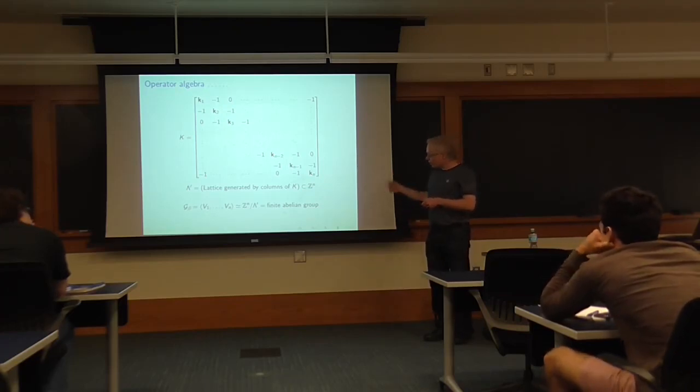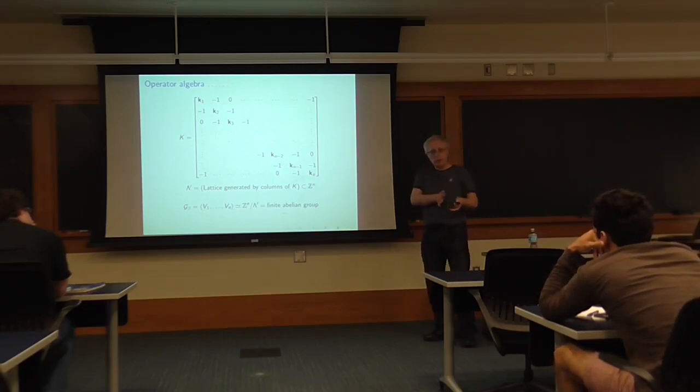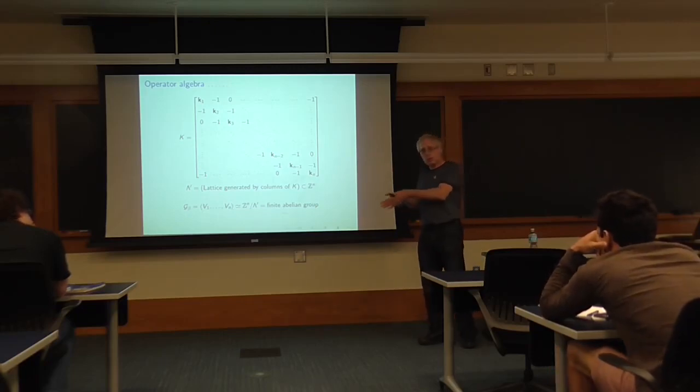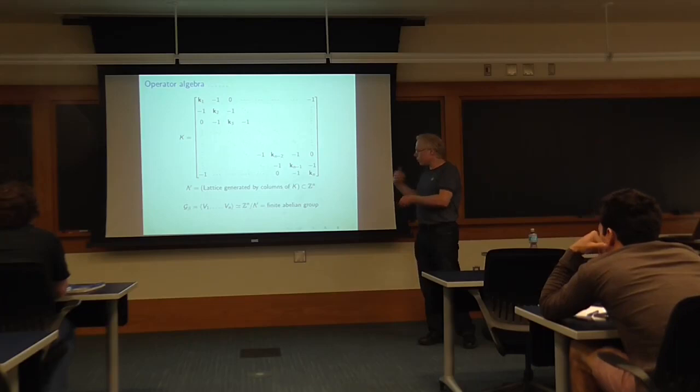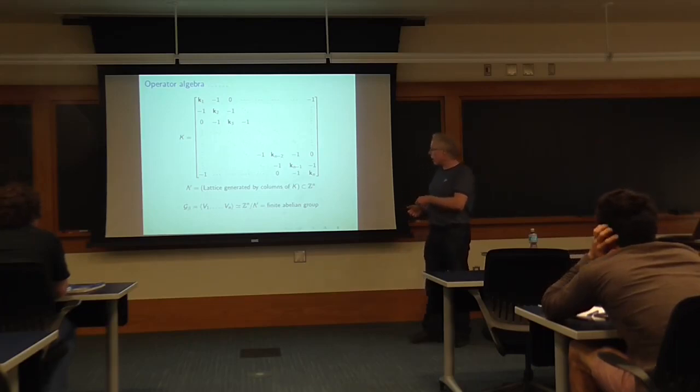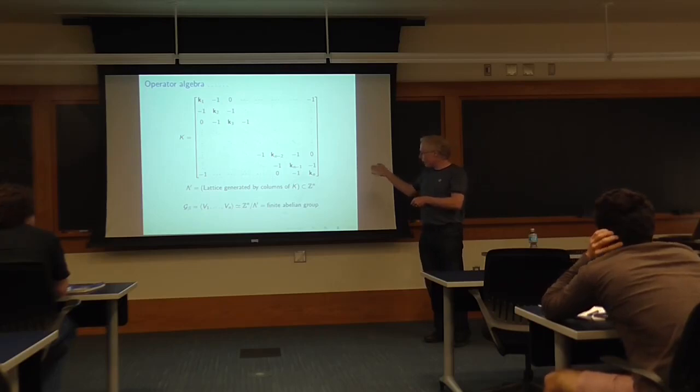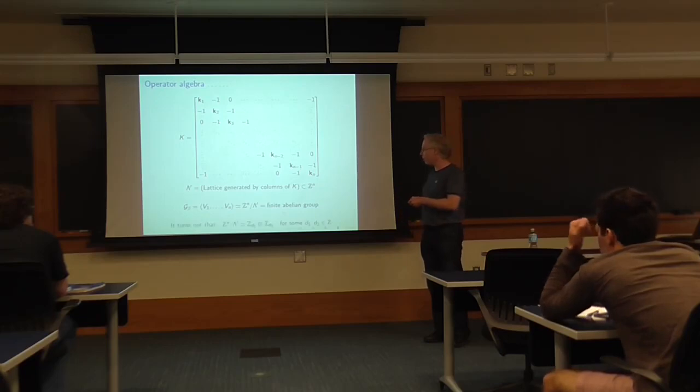So the interesting operators, at least those Wilson loops that can be written from the Vs, those Wilson loops around the beta cycles, are identified with Zn mod that lambda prime lattice, which is a finite abelian group. It's finite, I mean, this just points with rational coefficients.